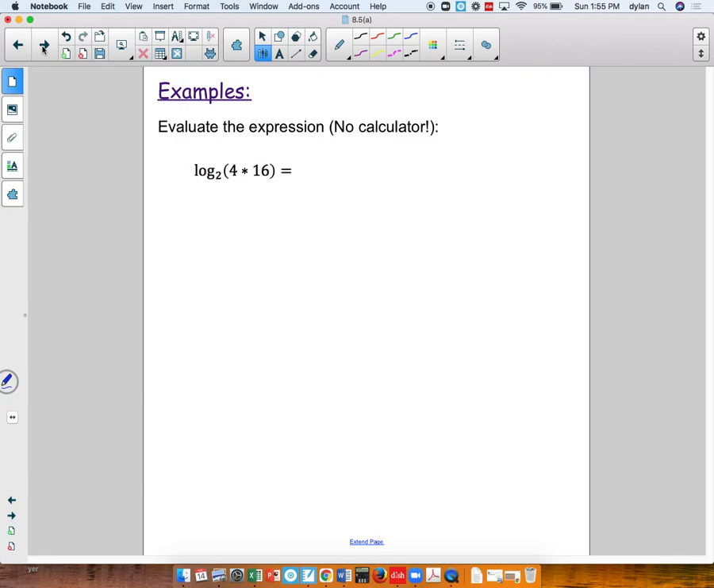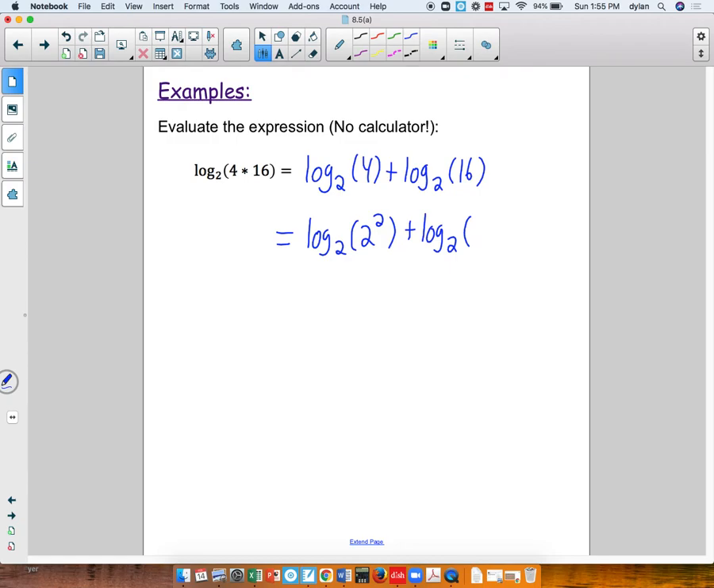Because we could use the addition property to think of this as log base 2 of 4 plus log base 2 of 16. And then our goal here would be to get our base to match our value inside the parentheses, because then they would cancel. So we could think of this as log base 2 of 2 squared plus log base 2 of 2 to the 4th.